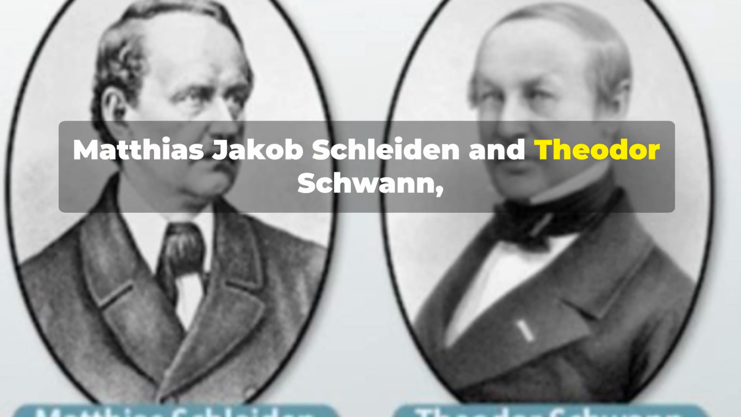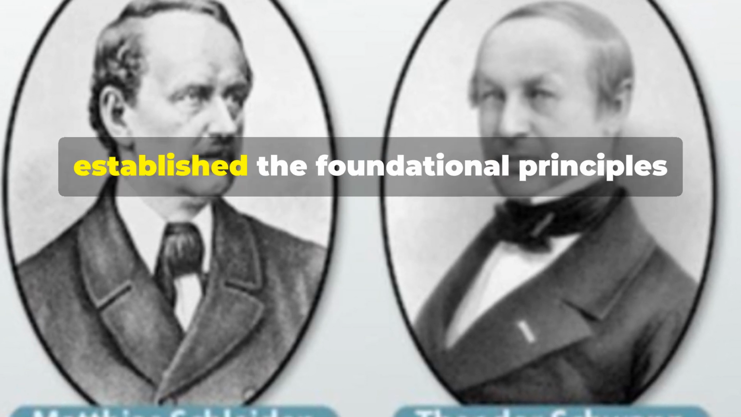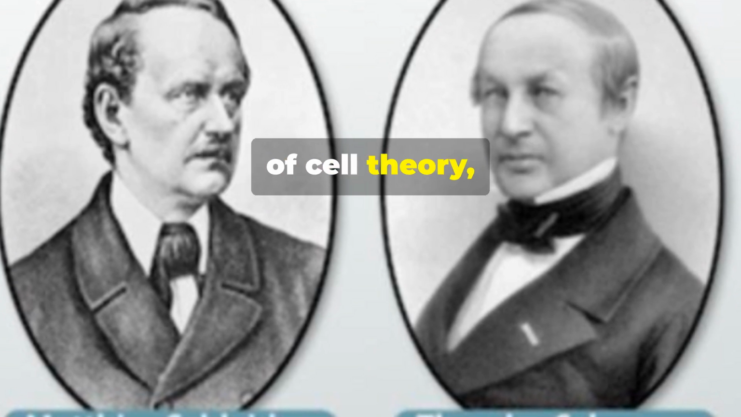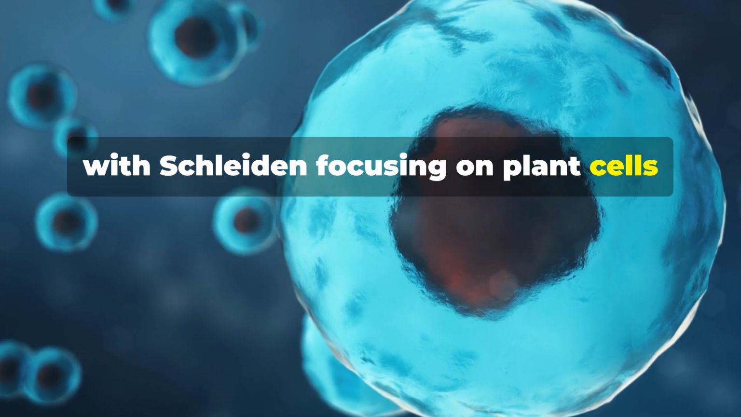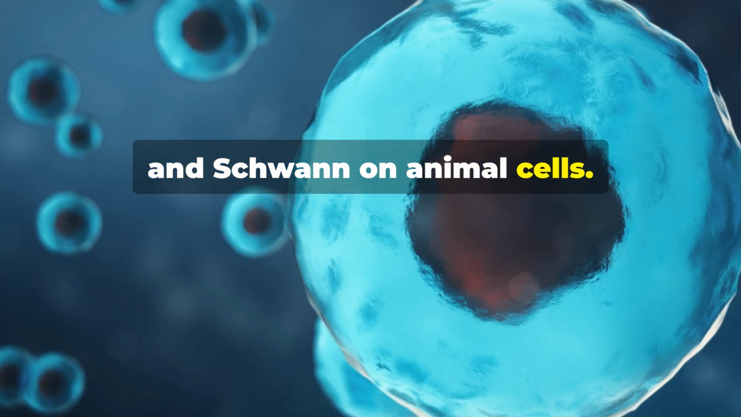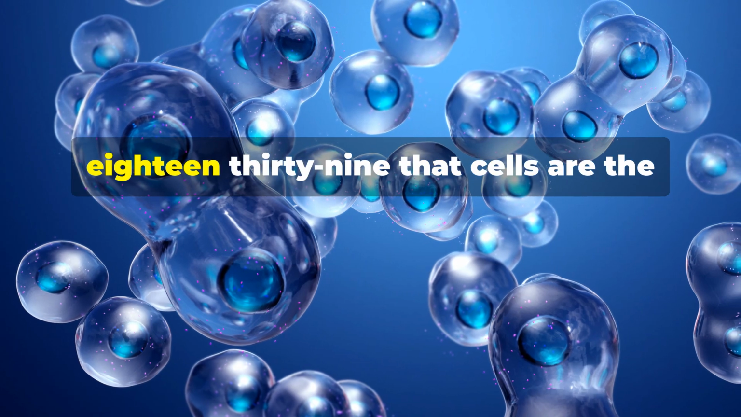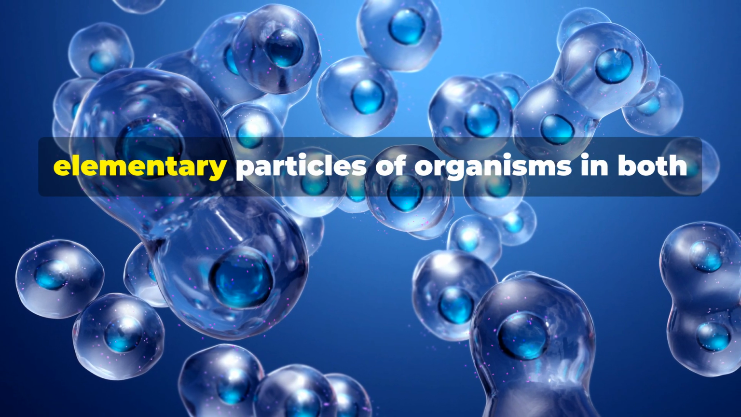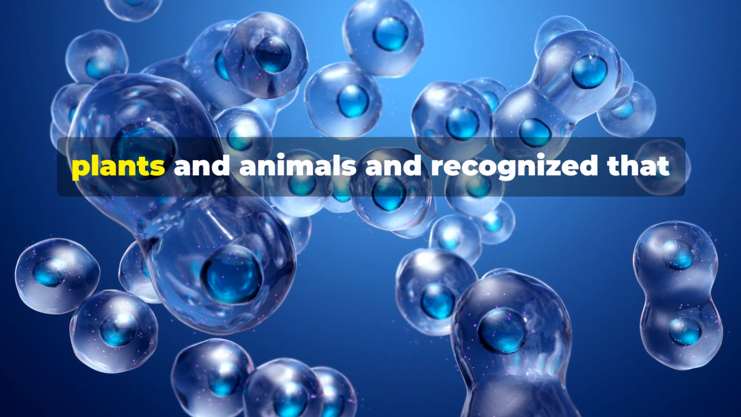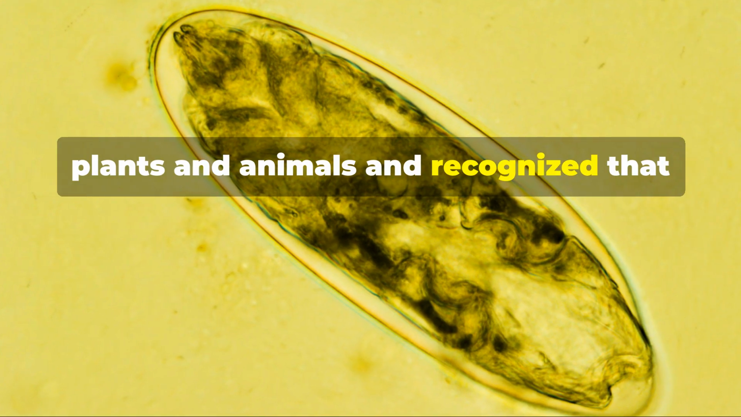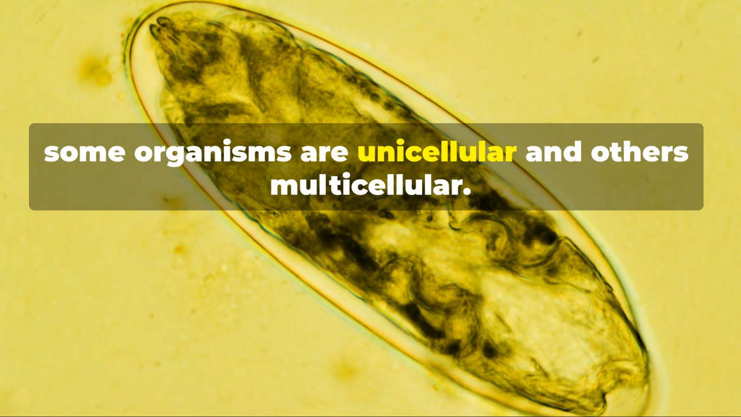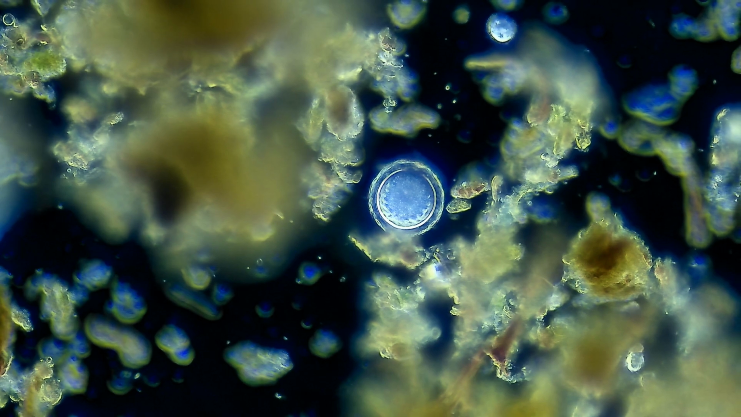Matthias Jakob Schleiden and Theodor Schwann, who, working together, established the foundational principles of cell theory, with Schleiden focusing on plant cells and Schwann on animal cells. The two scientists clearly stated in 1839 that cells are the elementary particles of organisms in both plants and animals, and recognized that some organisms are unicellular and others multicellular.